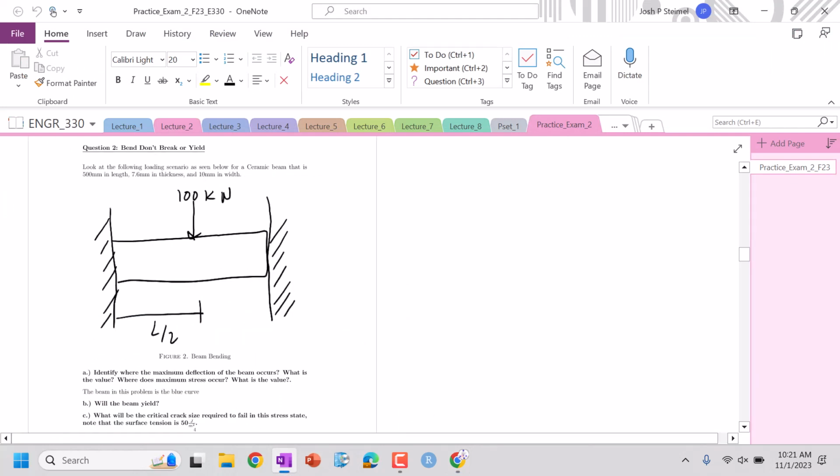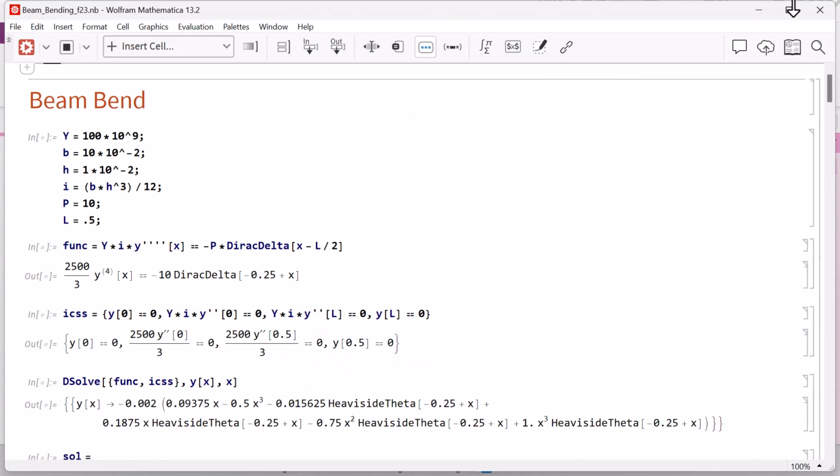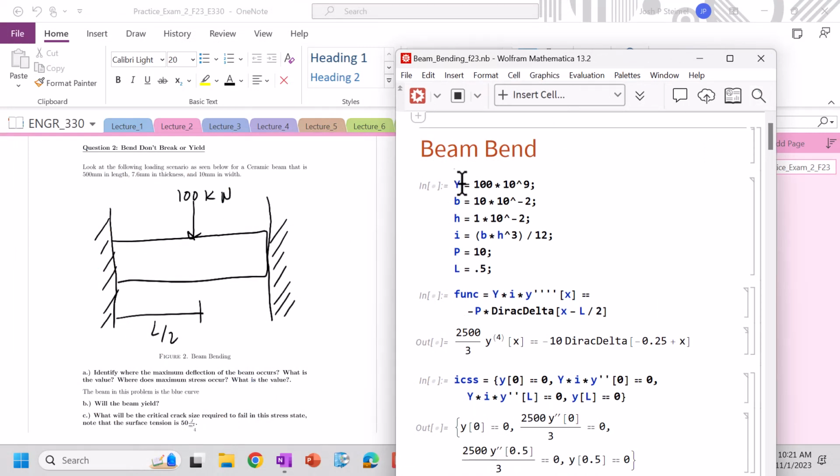So we're told it's a ceramic beam, 500 millimeters in length, 7.6 in thickness, 10 in width. I'm going to start by plugging that into Mathematica. If it's a ceramic beam, then we know the modulus is 300 gigapascals.